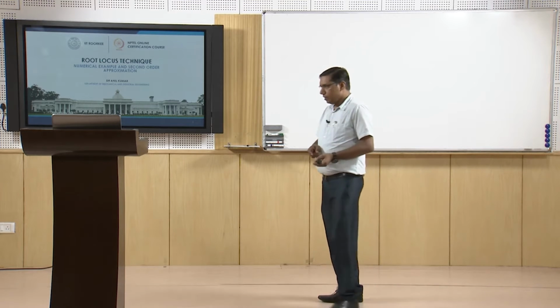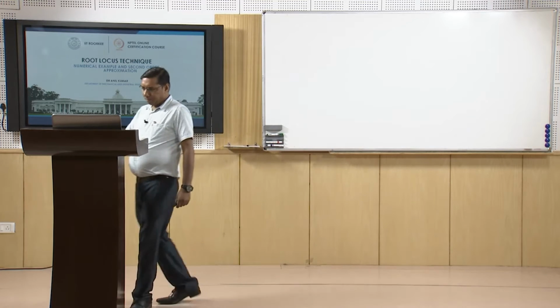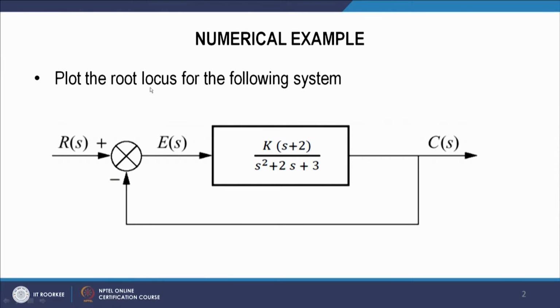So let's take this problem. We have to plot the root locus for the following system. Here is the input Rs and there is the error Es. This is the K Gs, that is K is the gain and this is Gs, and this is the output. Here it is a unity feedback system, so Hs is 1.